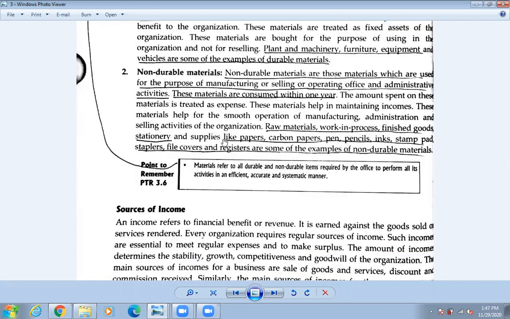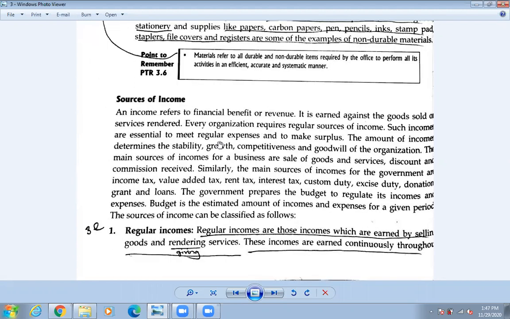So now let us learn about the source of income. Okay, so there are two types of source of income. One is the regular income. Like the salary we are getting, that is the regular income. Okay, but sometimes we get irregular income also, like commission, like bonus. They are the irregular income.